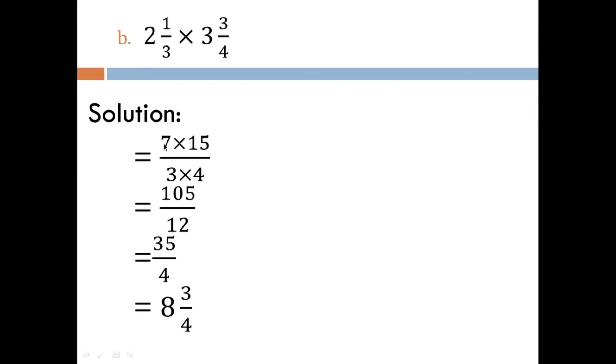Then, proceed. 7 times 15, we have 105, over 3 times 4, we have 12. Then, 105 divided by 12, we have 35 over 4. Since, as you can see, improper fraction po siya, mas mataas yung numerator sa denominator, we're going to convert it first into mixed number. So, mixed number of 35 over 4 is 8 and 3/4. Para malaman natin na tama, check natin. 8 times 4, we have 32, plus 3, we have 35, and then copy the denominator, which is 4.